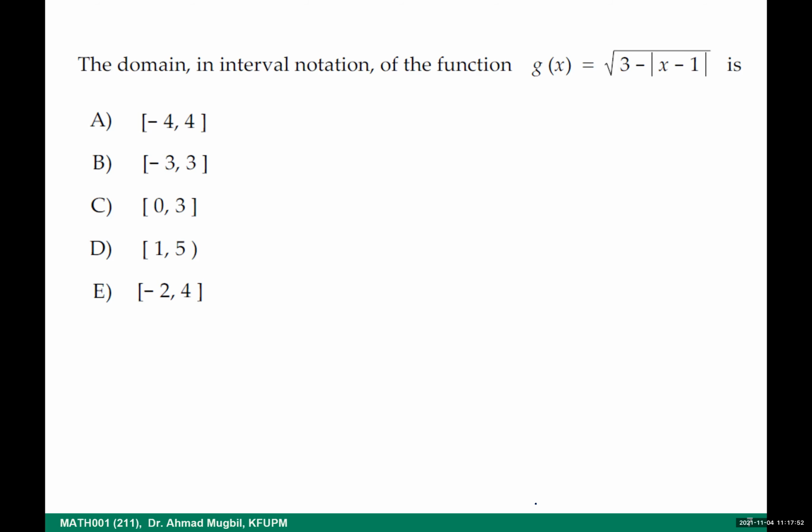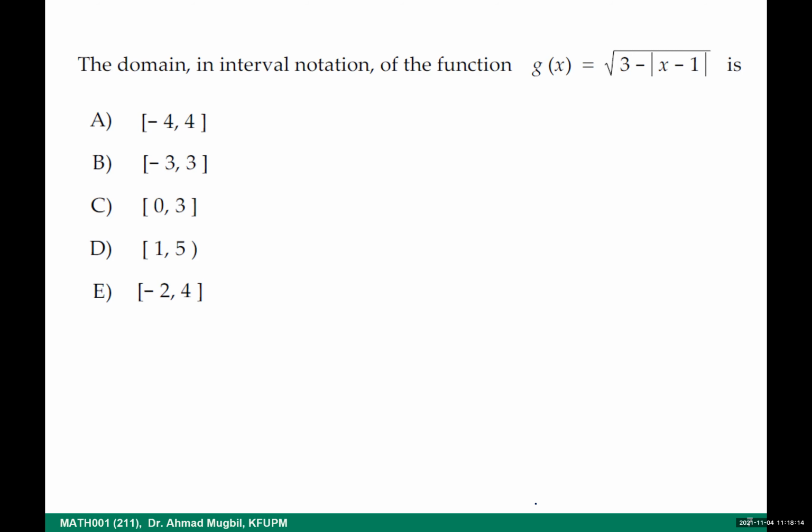Initially, the domain is what? Initially, the domain is all the real numbers. Okay? We just need to pay special attention to what? To the denominators, to not be 0. If we have a denominator, we will say the denominator shouldn't be 0, and we will solve the equation and see what the zeros of the denominator are.